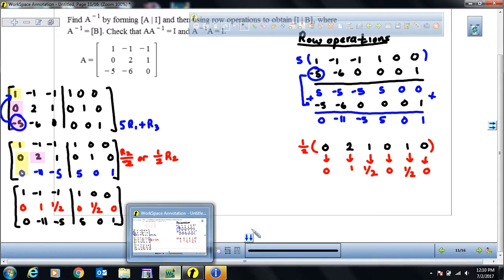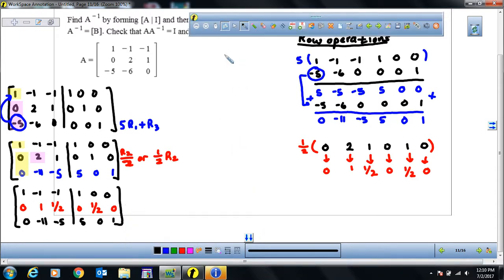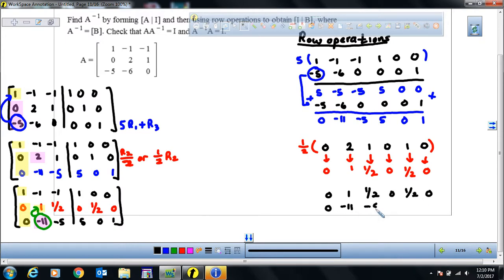Next step in the process. We already did the 1 at the top, the zeros at the bottom, and the 1 in the middle. So my fourth step is making the bottom -11 into a 0. To make it into a 0, we need to add it to the equation that we made into a 1, which is the middle row. So 0, 1, 1/2, 0, 1/2, and 0 is going to be added to 0, -11, -5, 5, 0, and 1.